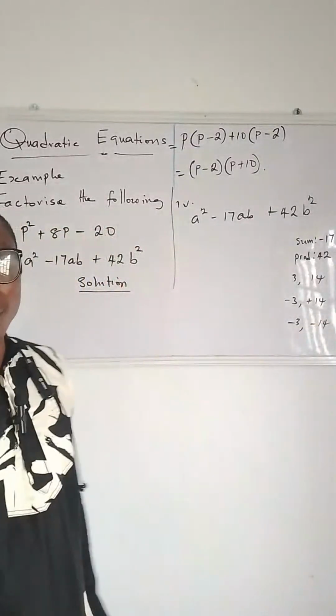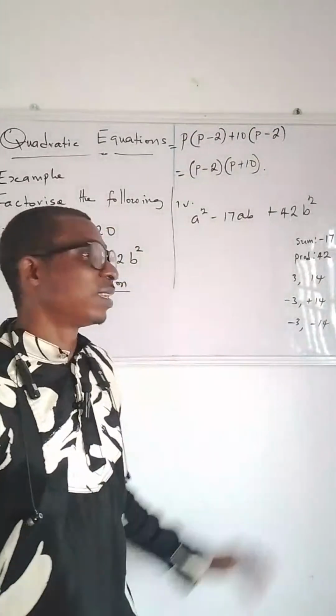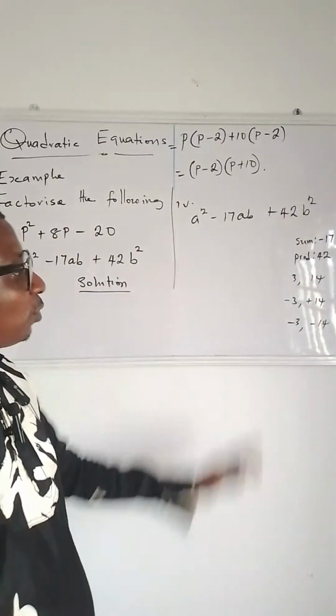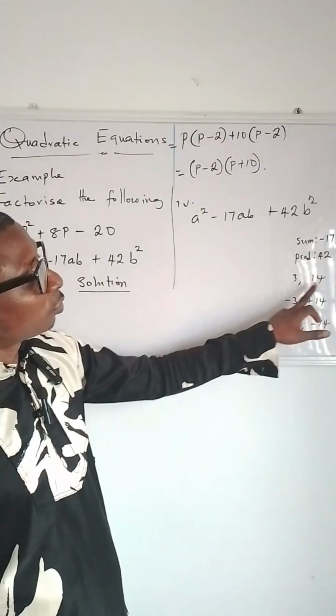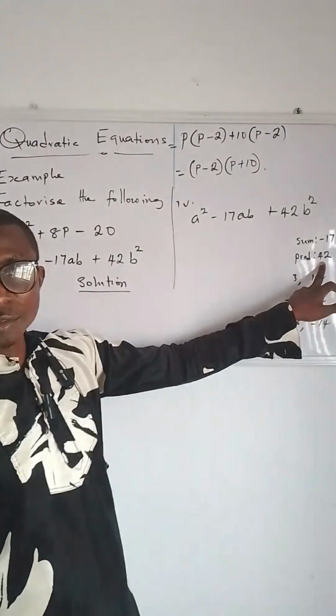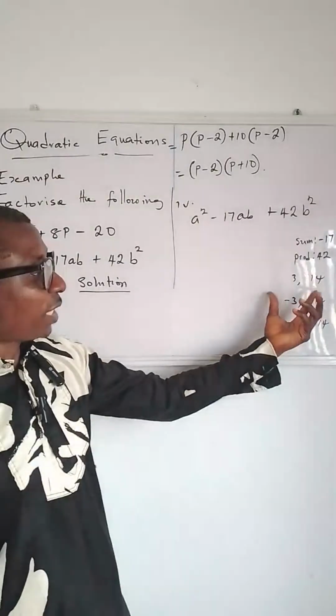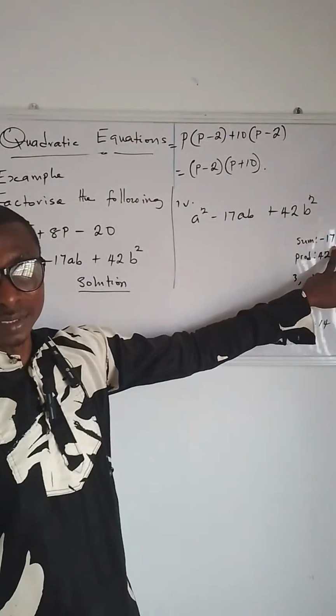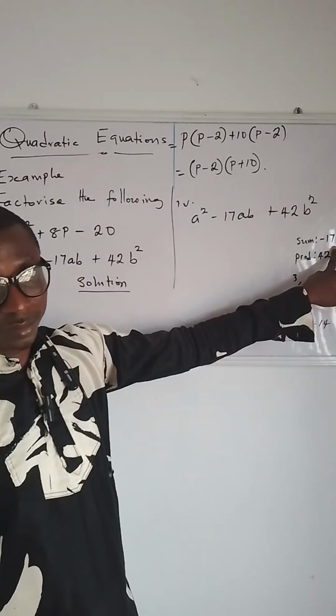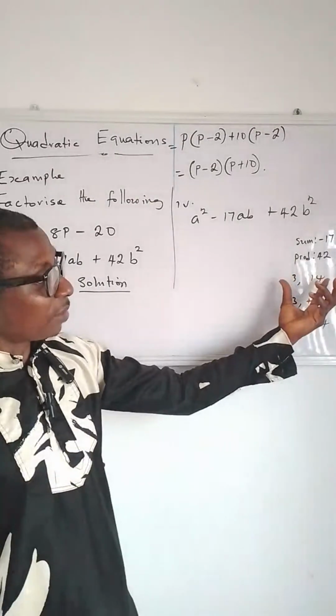Now, I'm sure that one of the answers is correct. Okay, now let's look at the first one. When you multiply these two numbers together, you will have plus 42. But check, if you add this together, is it going to give you negative 17? Oh no. All right, so that cannot be the answer.